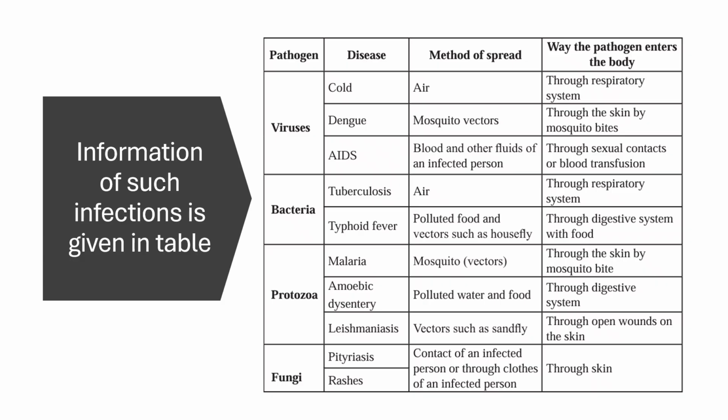For fungi, we have pityriasis and rashes. Both of them spread by contact with an infected person or through clothes of an infected person. Way the pathogen enters the body is through the skin.